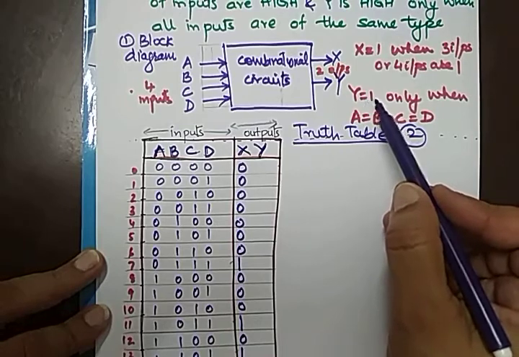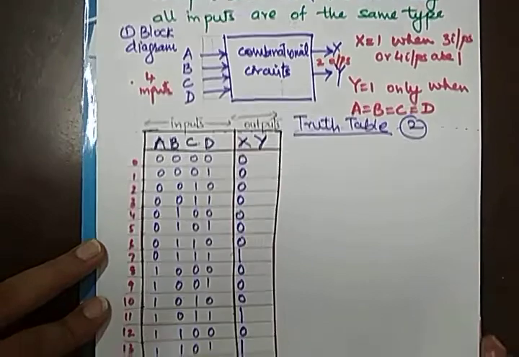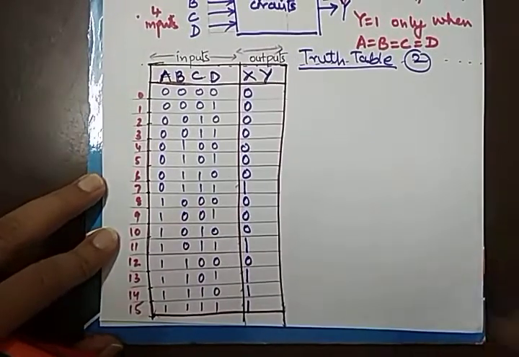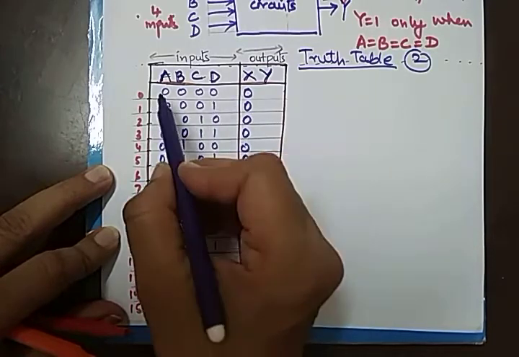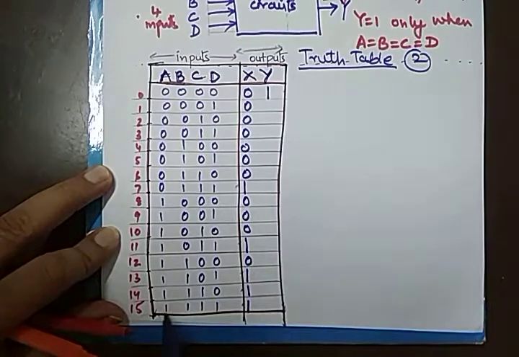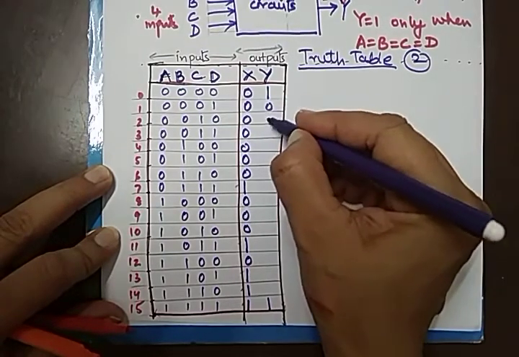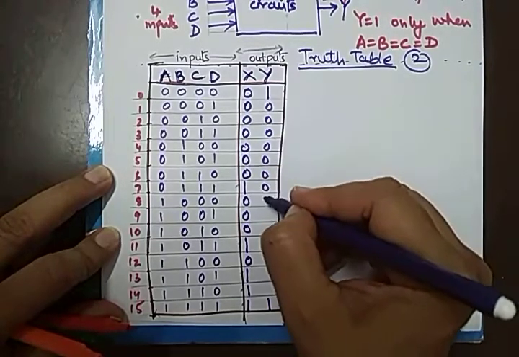The statement told us Y is 1 only when A, B, C, D are the same or they are equal. So this condition is satisfied when A, B, C, D all are 0. So here you have a Y of 1. And the other condition is when A, B, C, D are all 1. So the output Y will be 1. In the remaining conditions, the output Y will be 0.